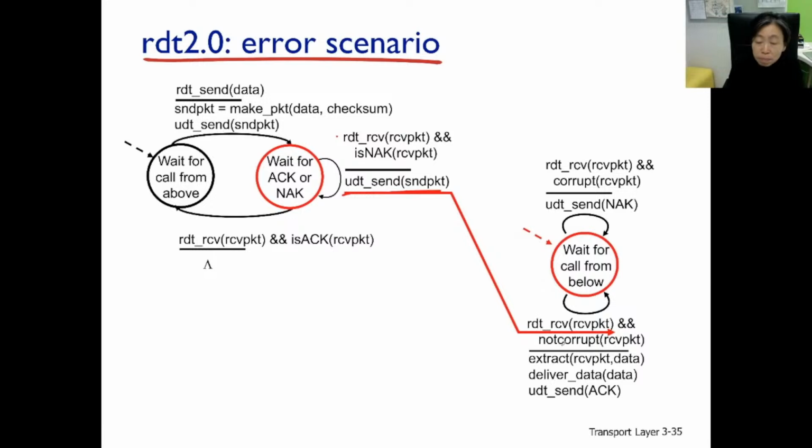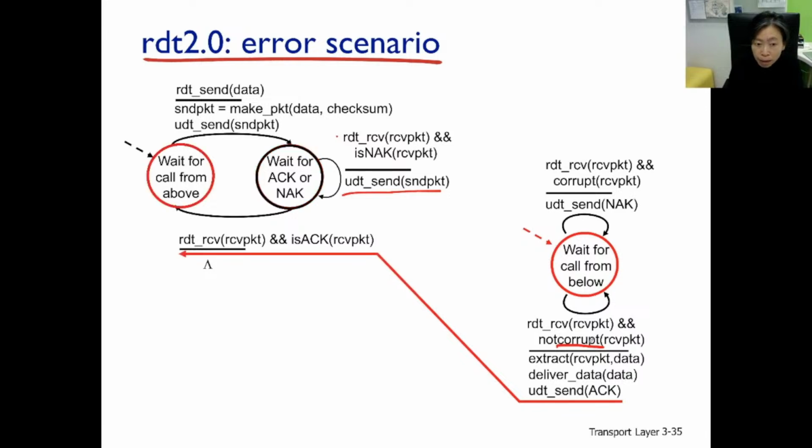But the second time, we're lucky. The second time it's not corrupted, therefore we trigger this transition and another packet is sent back. And on this transition, because the condition matches, we do nothing and we return. The sender returns to the wait for call from above state. All right, should we do it again? Oh, probably not, right? You get the idea.